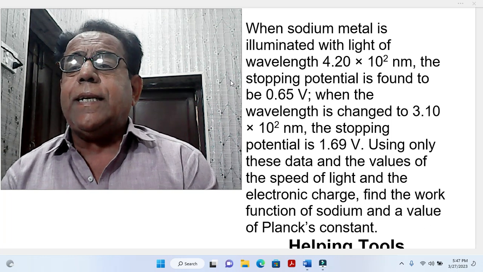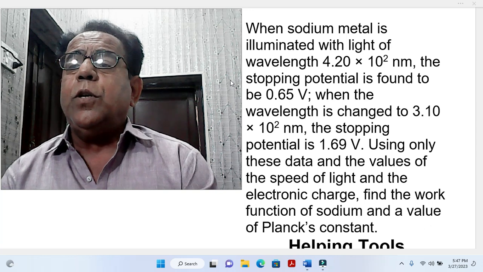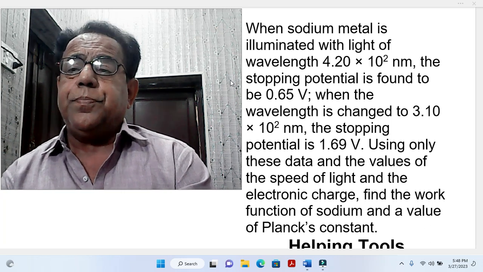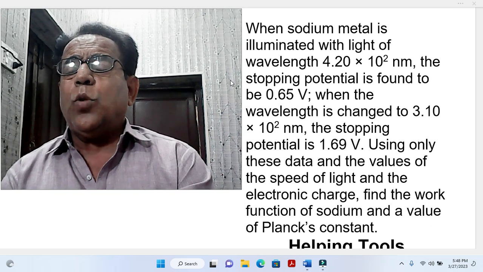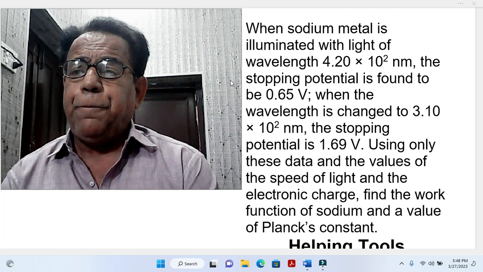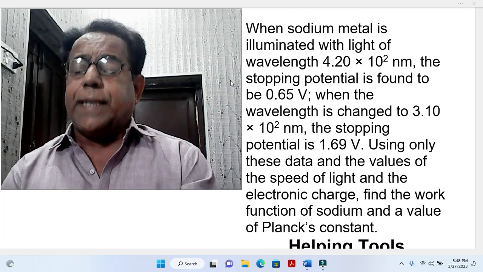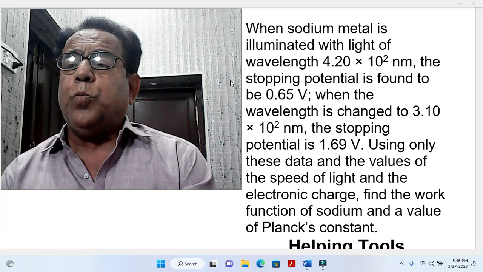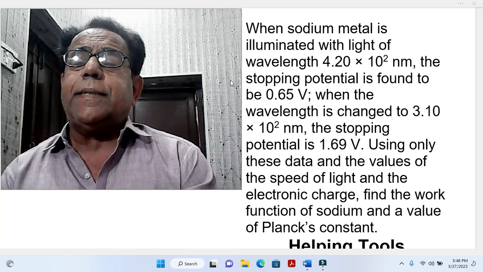When sodium metal is illuminated with light of wavelength 4.20 into 10 to power 2 nanometer. 4.20 into 10 to power 2 means 420 nanometer, which is a simple thing, while we are a little confused by this pattern. 4.20 into 10 to power 2 into 10 to power minus 9 meter alternatively becomes 4.2 into 10 to power minus 7, or 420 into 10 to power minus 9, that is nanometer.